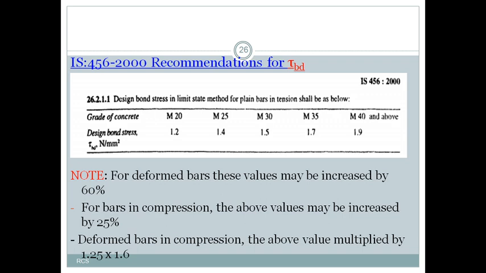After calculating everything, we check the development length. Using that formula we calculate M1 by V plus L0, which should be greater than the obtained development length value, so that we can say it is safe in development length also.